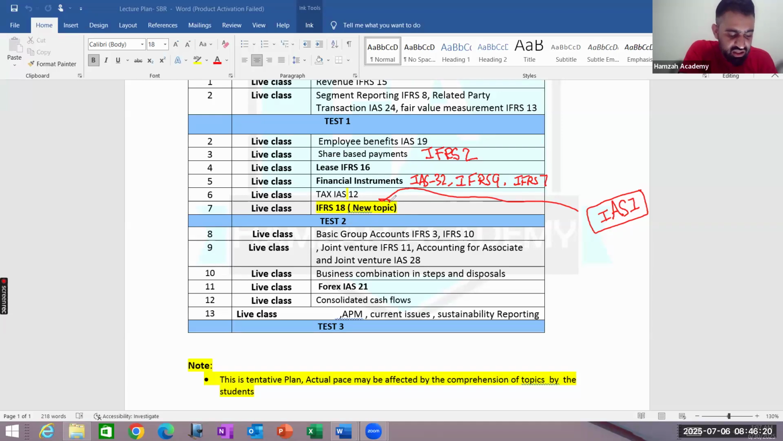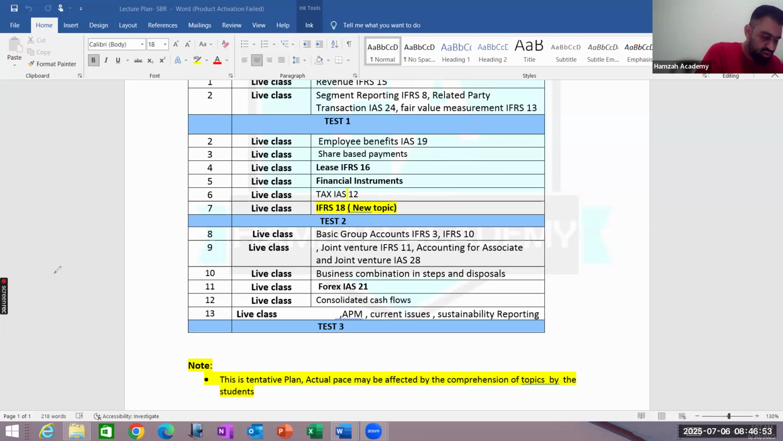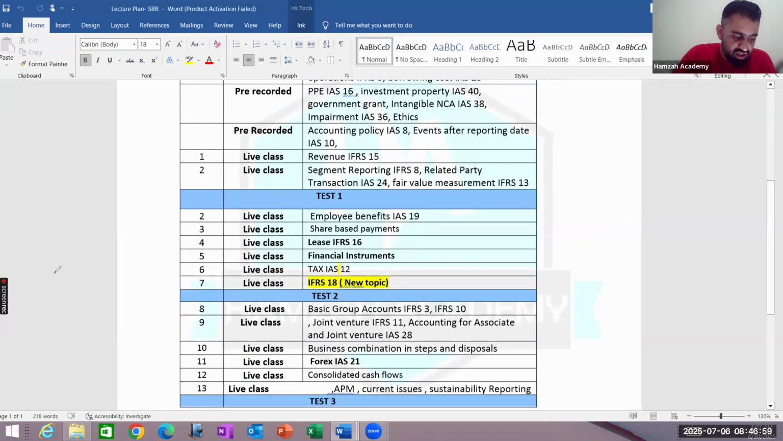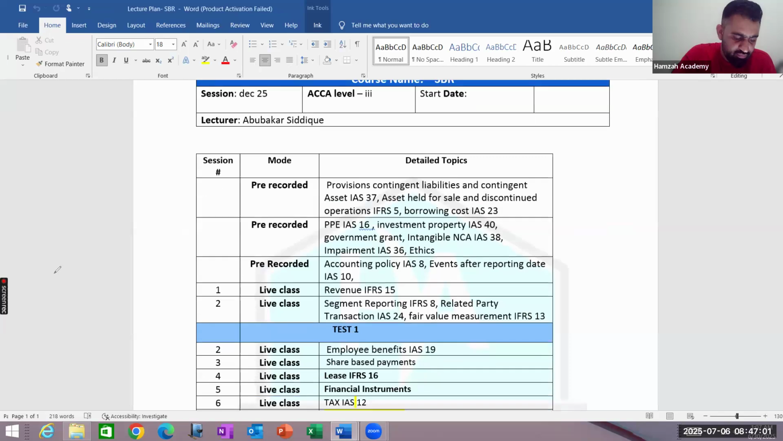Then we have the consolidated cash flow statement. We will learn how to prepare it. Then we have APMs, alternative performance measures. We have some current issues, like IFRS 18 would be a current issue. We have a topic of sustainability reporting. So these areas we will be covering at the end. That would be your course plan, the topics which we will cover in the SBR.